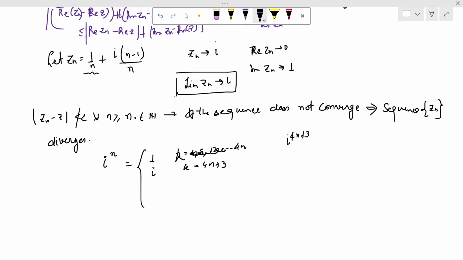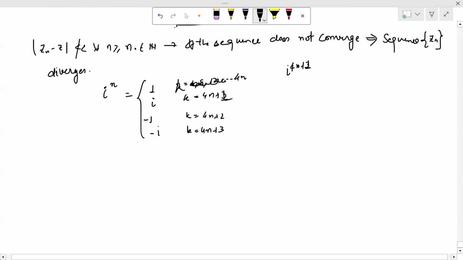If k is equal to 4n plus 1, then it is iota. If k is equal to 4n plus 2, it will be equal to minus 1. If k is equal to 4n plus 3, it will be equal to minus iota. I think this is something that you already know from your standard 11.